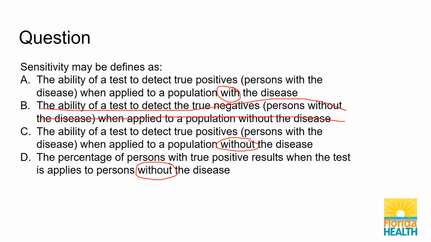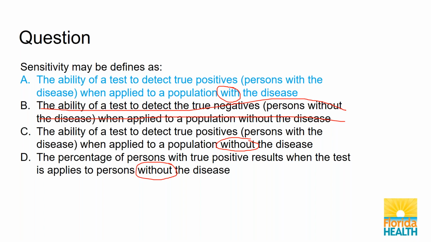Now our other options are A, C, and D. The correct answer is going to be A, because when you're dealing with sensitivity, it's the ability of a test to detect true positives, so persons who actually have the disease, when applied to a population with the disease.